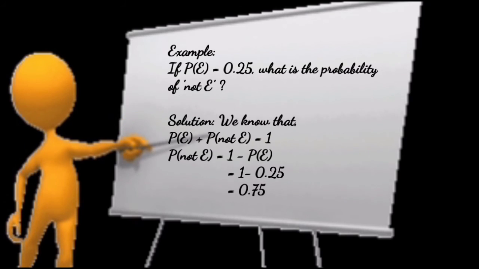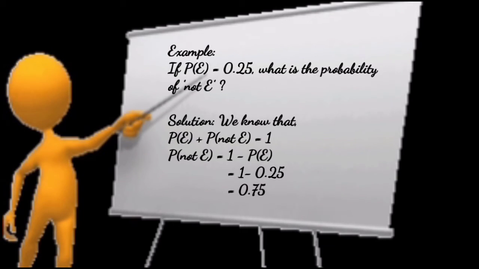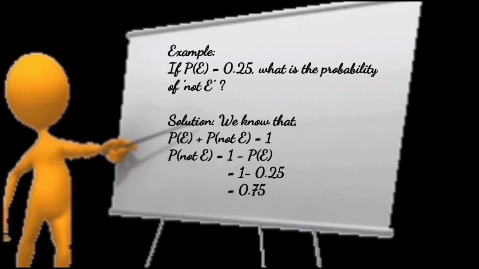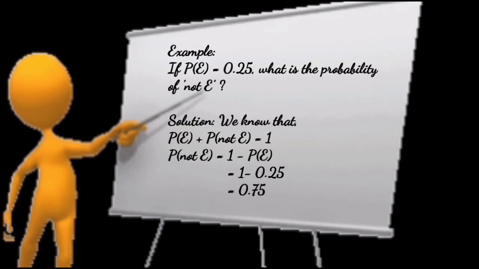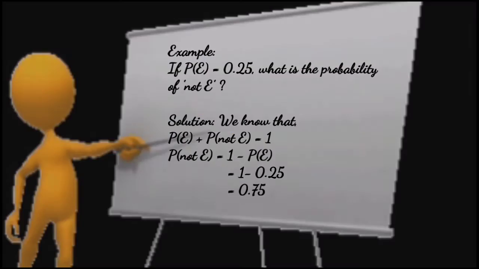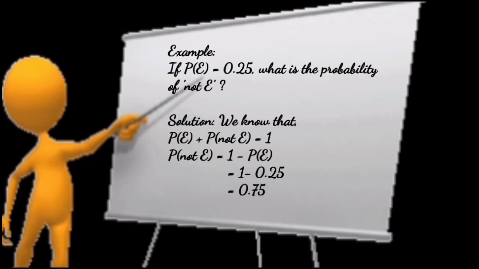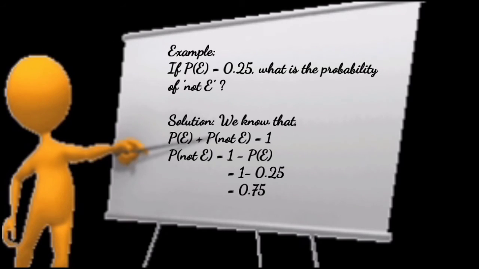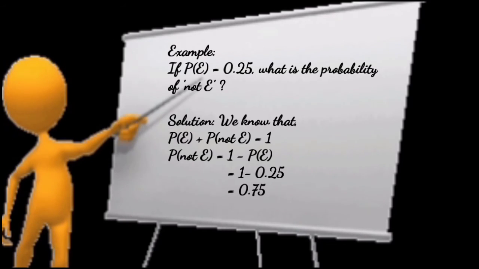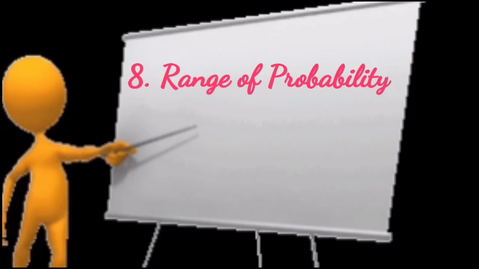Example: if P of E is equal to 0.25, what is the probability of not E? Solution: we know that P of E plus P of not E is equal to 1. Therefore, P of not E is equal to 1 minus P of E. That is, 1 minus 0.25 is equal to 0.75.